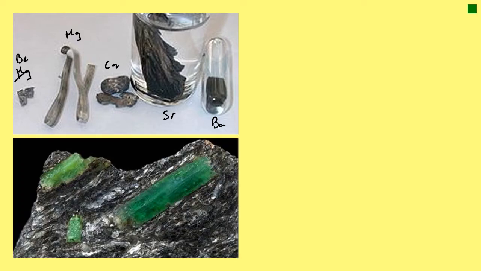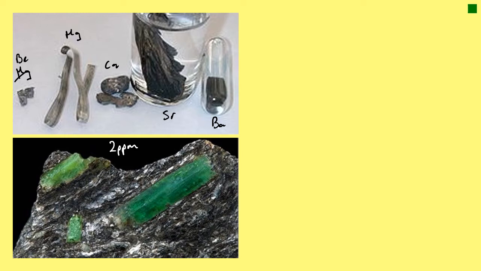However, here we have a picture of this emerald crystal in its rock. So this is how we might find beryllium, as it happens in a compound in the Earth's crust. And beryllium's fairly rare. You would see beryllium at about 2 parts per million in the Earth's crust.